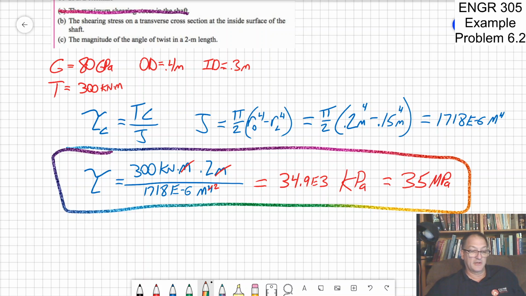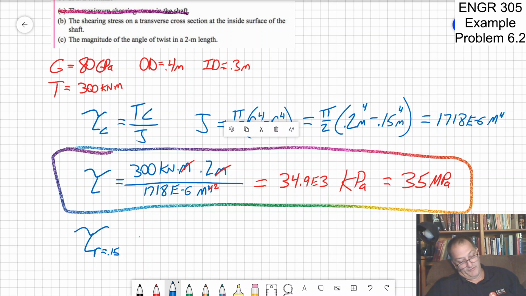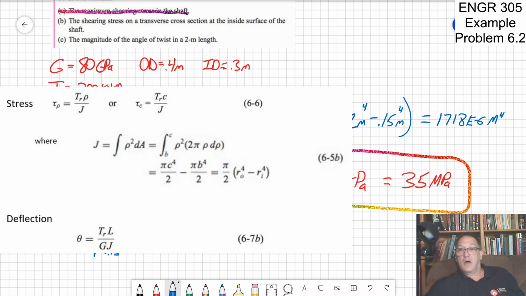The shearing stress on a transverse cross section at the inside surface of the shaft. So now, instead of asking for the maximum or the shear at C, they're asking us for the shear at r equal to 0.15. That is on that inside surface. Well, that's really going to be the same problem, except for the formula. I'll pull up the equation sheet. I can't highlight it, but I think you can see my mouse.